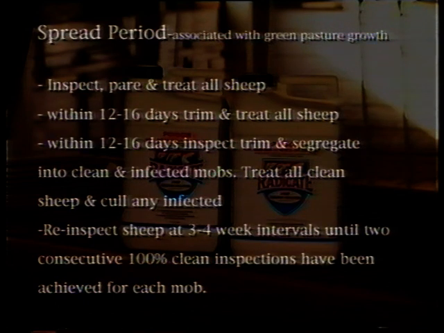Within 12 to 16 days, trim and treat all sheep. Within 12 to 16 days, inspect, trim and segregate into clean and infected mobs. Treat all clean sheep and cull any infected. Re-inspect sheep at 3 to 4 week intervals until two consecutive 100% clean inspections have been achieved for each mob.